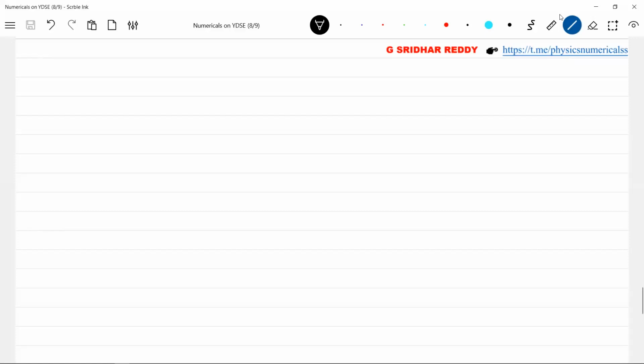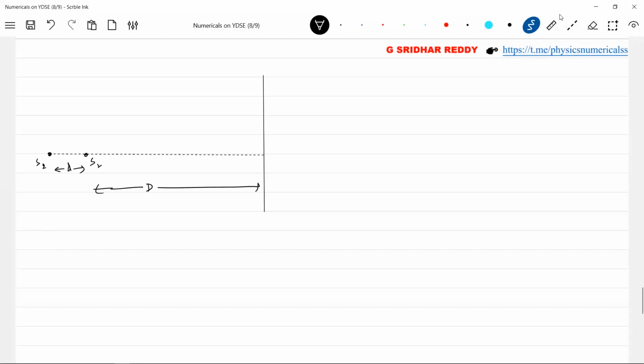Let this be a screen. This we have already come across in waves. Let me put it once again here. There are two point coherent sources, S1 and S2, separated by a small distance d. There's a screen where I'll put a condition: capital D will be very much greater than small d.